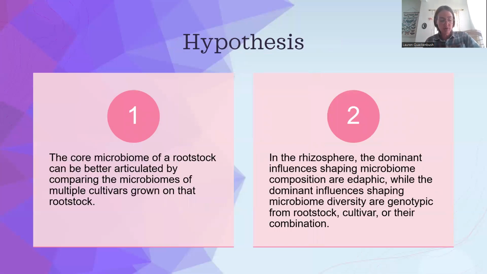These objectives will serve to prove or negate my hypotheses that: one, the core microbiome of a rootstock can be better articulated by comparing the microbiomes of multiple cultivars grown on that rootstock, and two, that in the rhizosphere, the dominant influences shaping microbiome composition are edaphic, while the dominant influences shaping microbiome diversity are genotypic from rootstock, cultivar, or their combination.